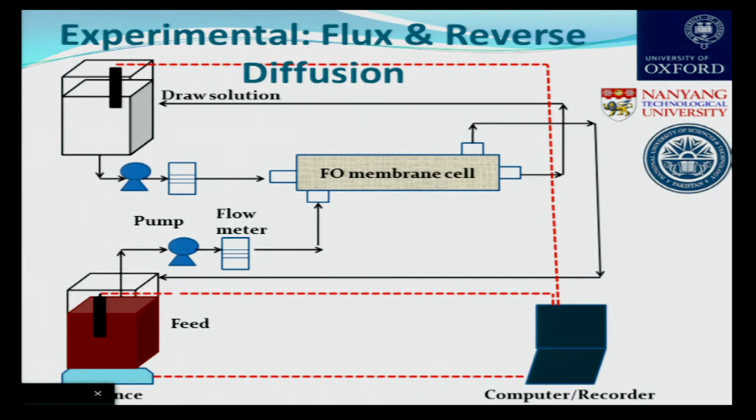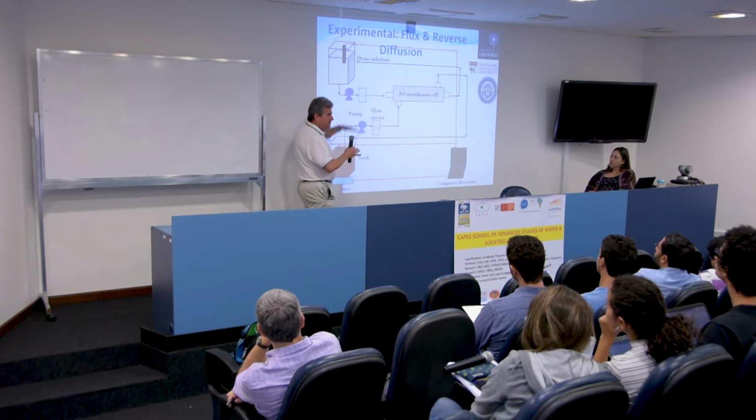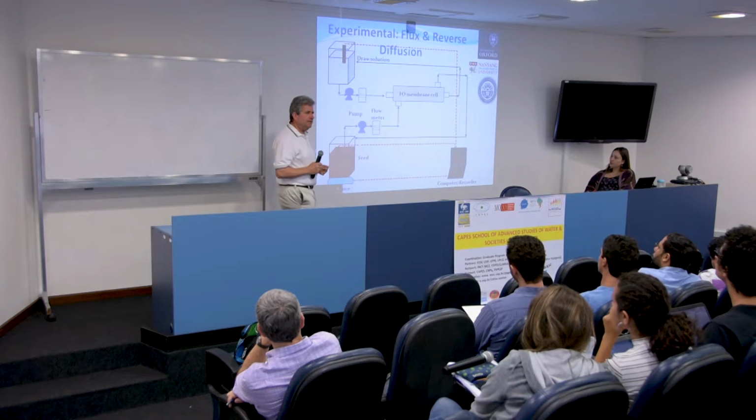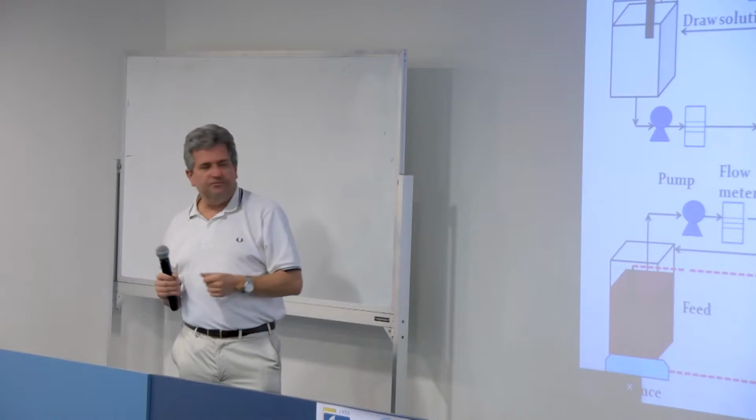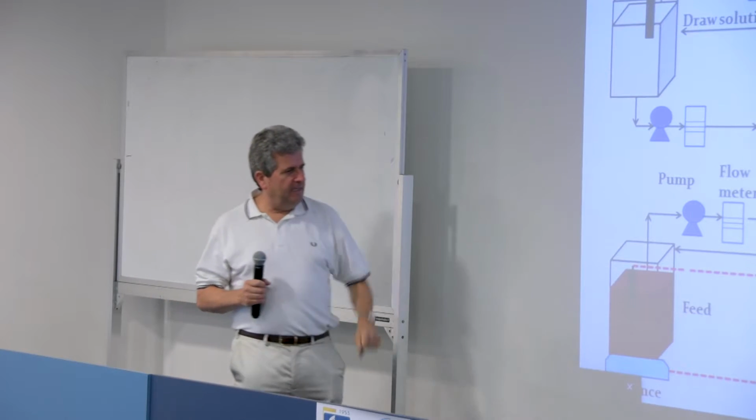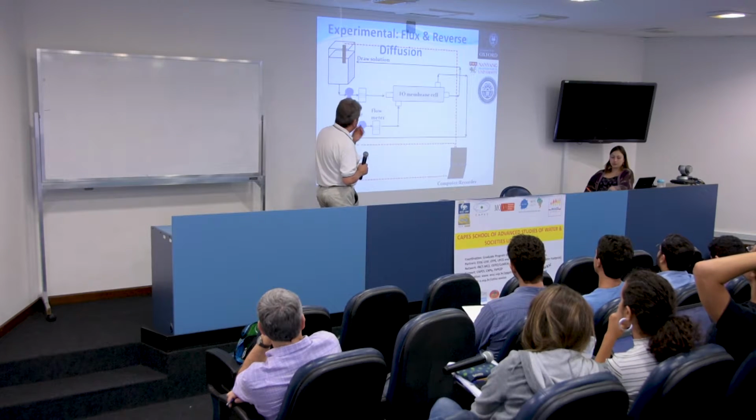So in this case, what I can do is I can weigh the amount of water in the feed tank and the amount of water in the draw tank. And as they change, that allows me to measure the flux. So the difference in weight will tell me the amount of water that's moved through. So I've got it connected to a little computer.